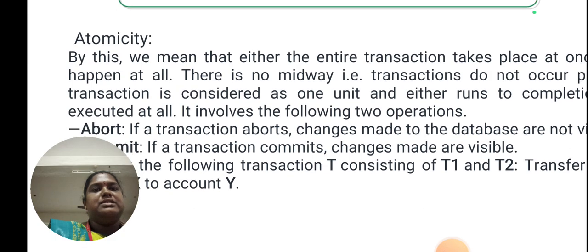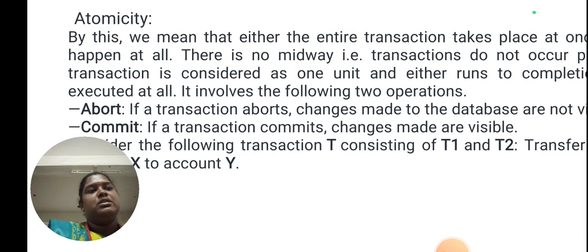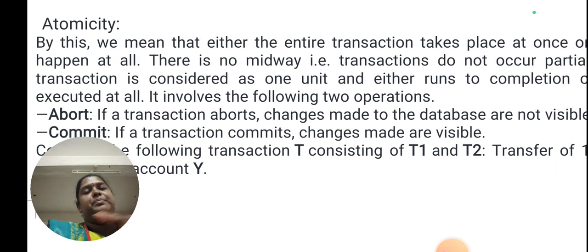These are the ACID properties. Atomicity means that either the entire transaction takes place at once or does not happen at all. There is no midway. Transactions do not occur partially. A transaction is considered as one unit and either runs to completion or does not execute at all. It involves the following two operations: abort and commit.